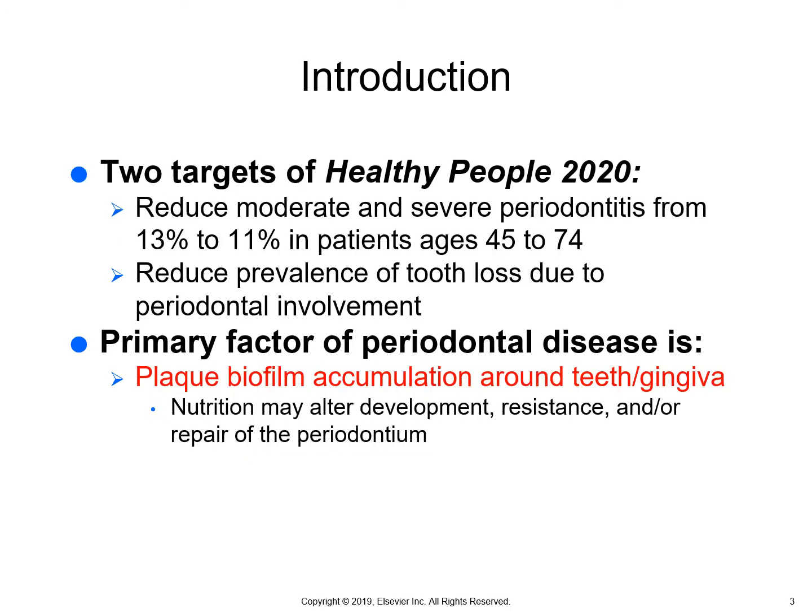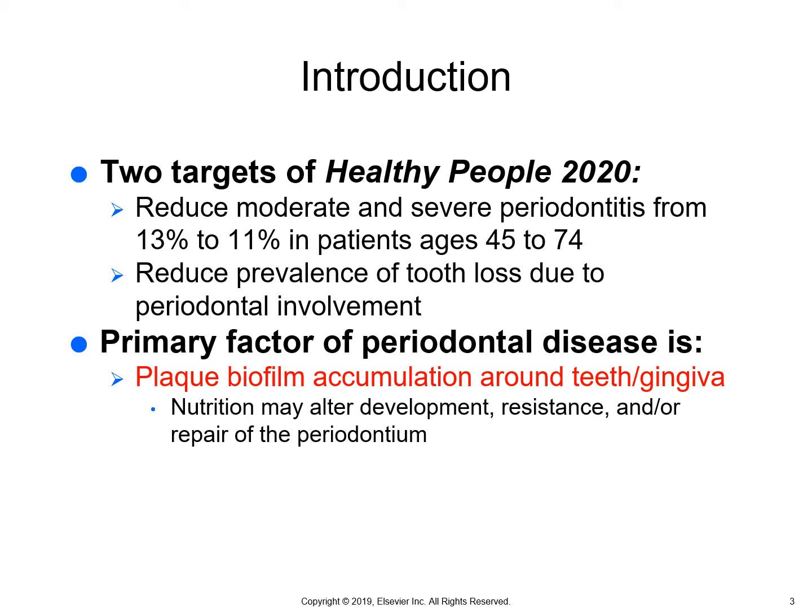So the targets of Healthy People 2020 for these diseases was to reduce moderate and severe periodontitis from 13 to 11% in patients ages 45 to 74, to reduce the prevalence of tooth loss due to periodontitis.